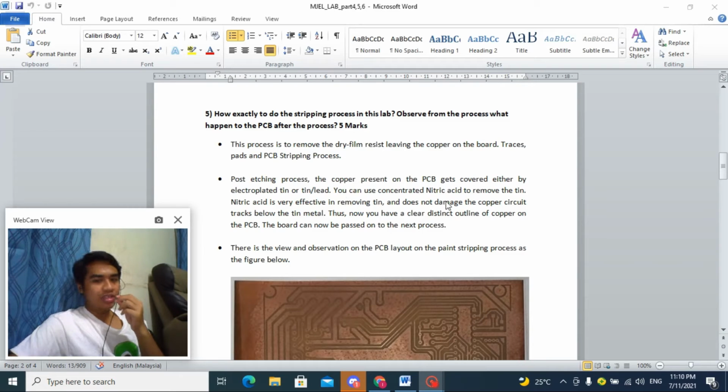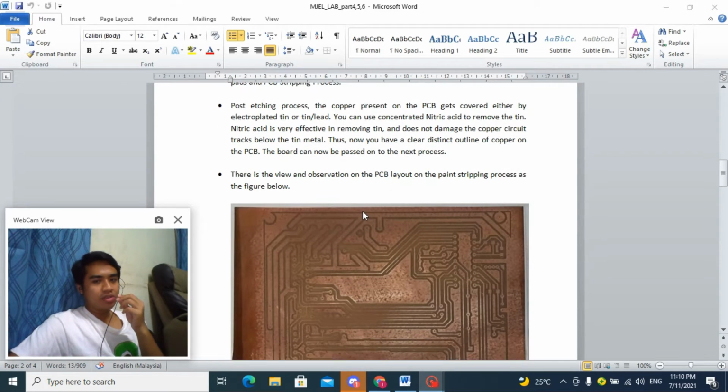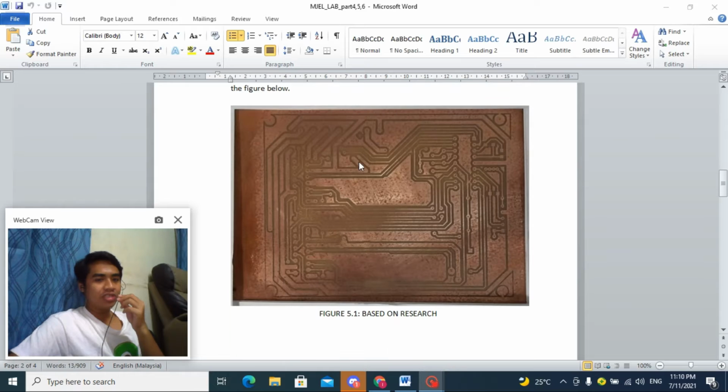You can use concentrated nitric acid to remove the tin. Nitric acid is very effective in removing tin and does not damage the copper circuit track below the tin metal. Thus now you have a clear distinct outline of copper on the PCB. The board can now be passed on to the next process. There is the view and observation on the PCB layout on the stripping process at the figure below, shown in the figure 5.1.